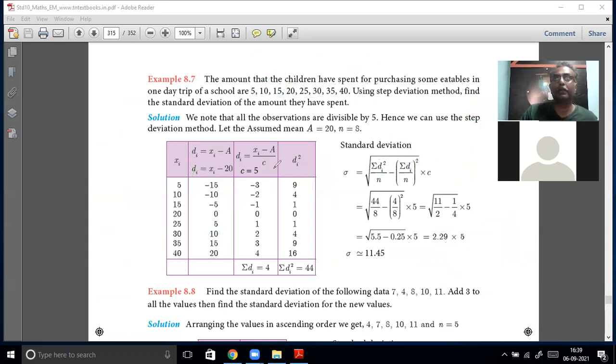What you have to do is carefully make sure that x i minus assumed mean divided by c, that column only is very important. Formula is d i is equal to x i minus a by c. That only you have to find first. Then sigma, then square it, get the sigma of the square, and substitute in the formula. Okay, let us see the next example.